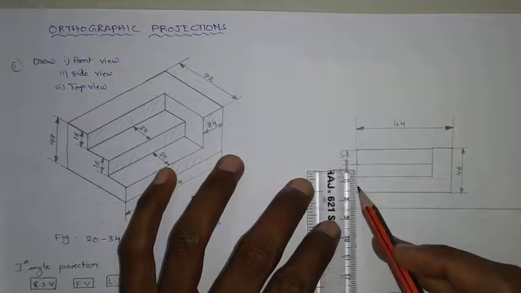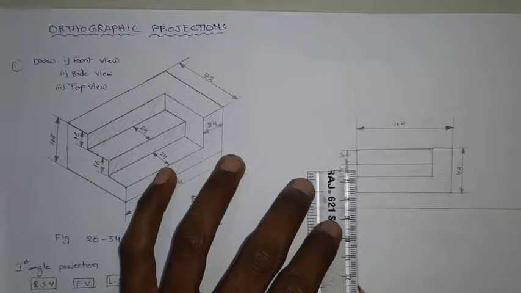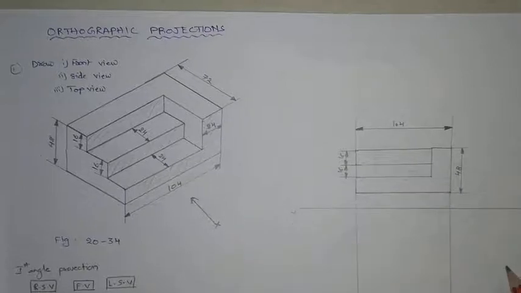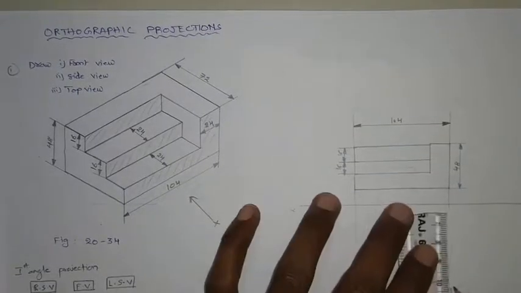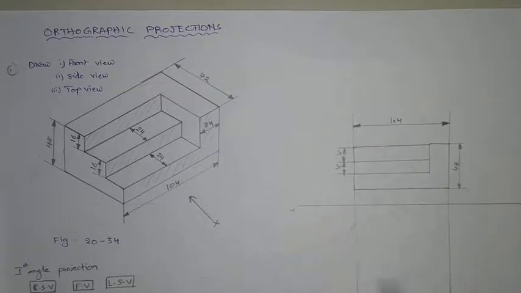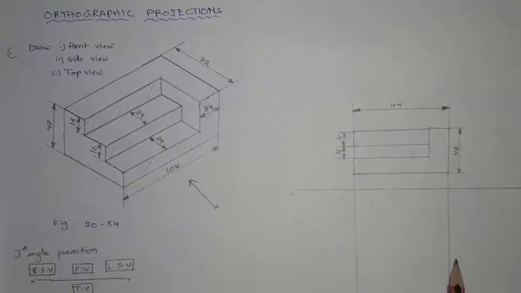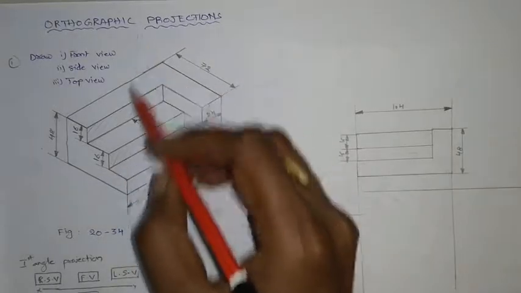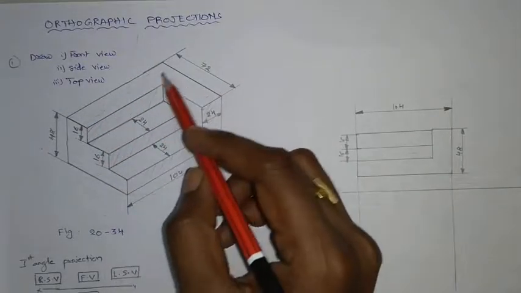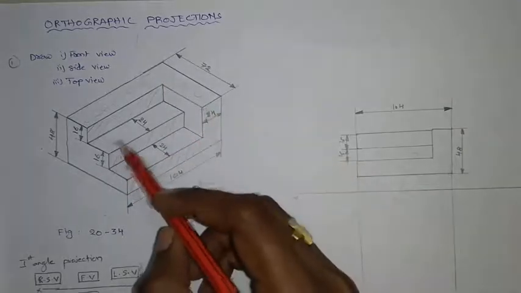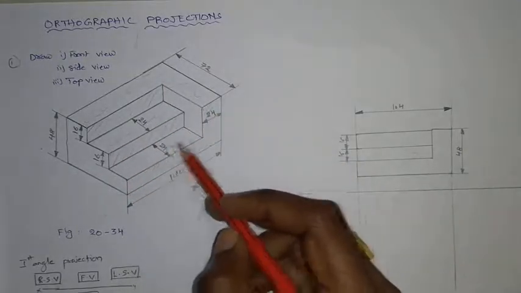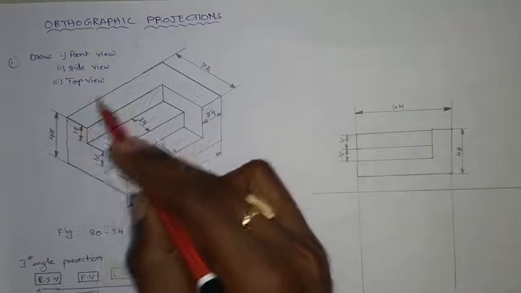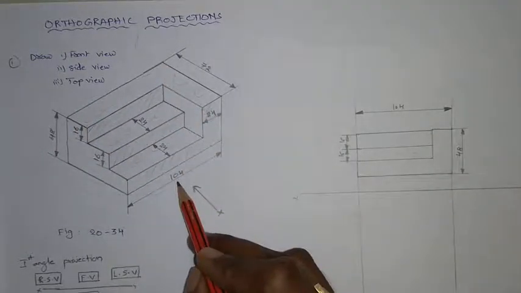Now for getting the top view, draw the projections like this. I have drawn two projection lines. Now in the top view, what is the portion you can see? If you see from the top side, you can see this area, this portion and this portion. Like this one and this one, and the distance from here to here is the same, equal to 104.